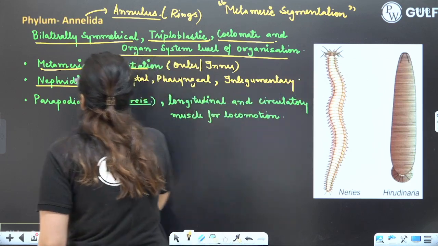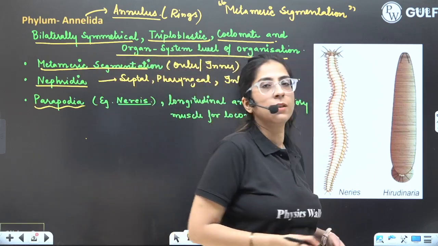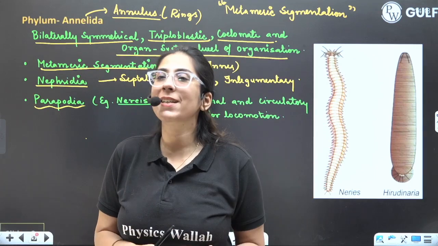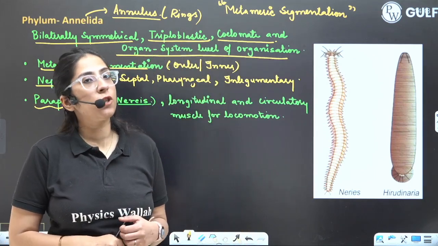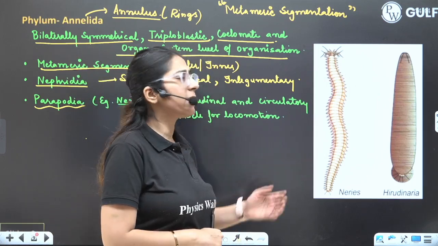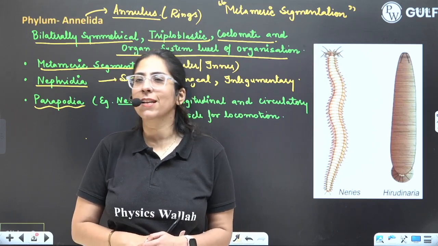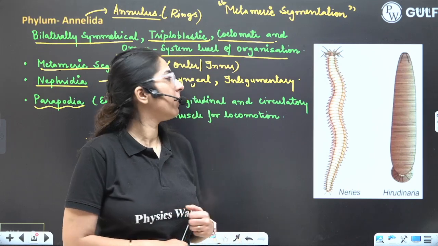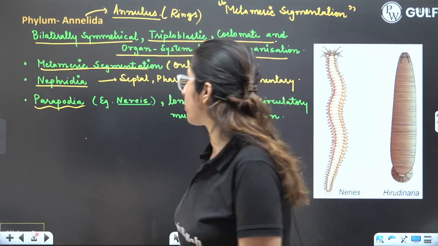Next is Parapodia. What they have is false feet, and in the case of Nereis these false feet help in swimming because it lives in water. Most organisms show direct development, that means no larval stages. But Nereis says no. N means Nereis, and we say no. So what do they have? They show indirect development. Other examples are Hirudinaria and Pheretima posthuma.